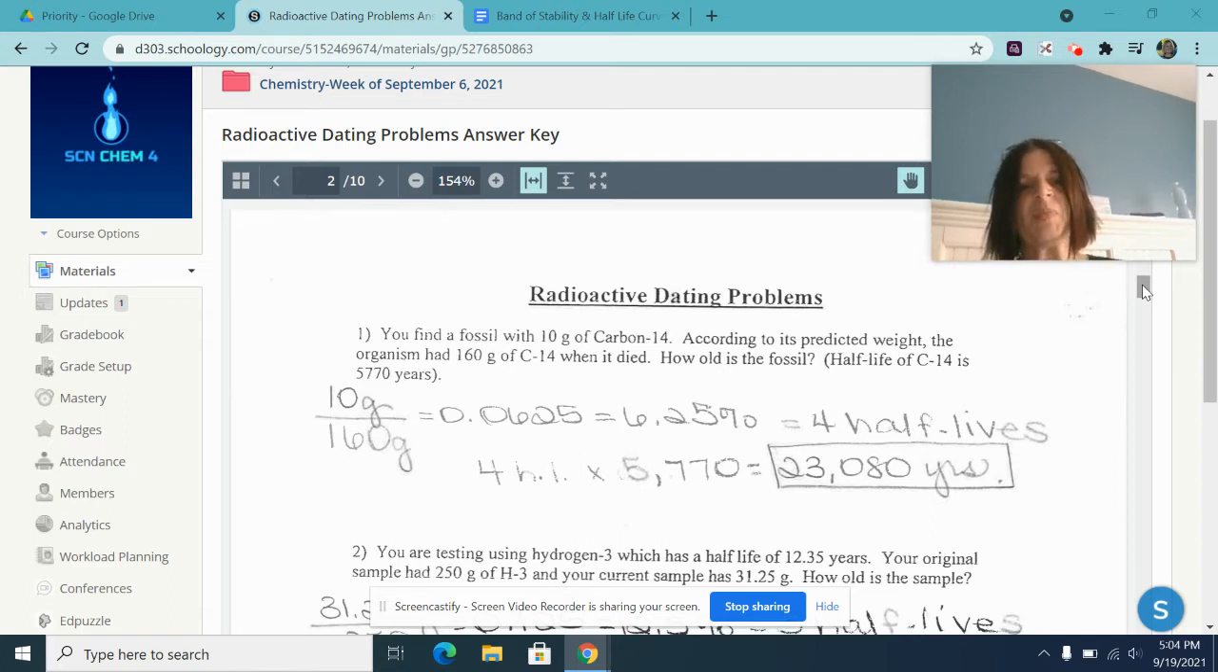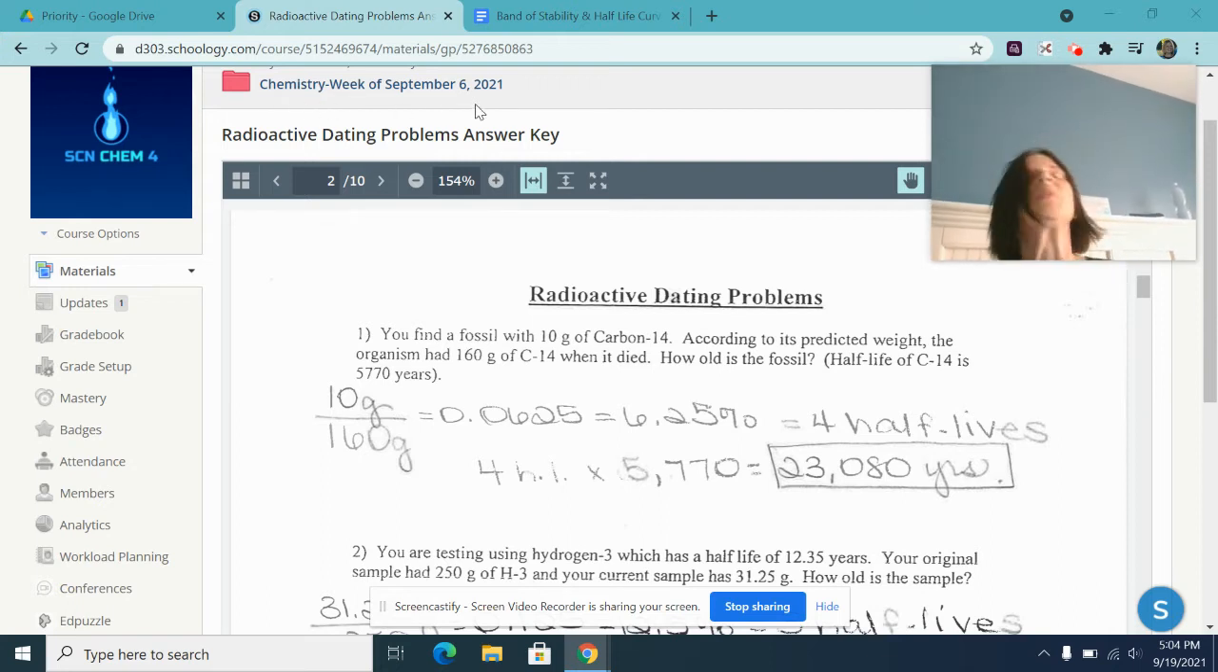So here is a sheet that was in our folder for chemistry the week of September 6th. I'm going to go through the answer key, but there is also a blank sheet there so that if you wanted to do the practice problems and then check them to see if you could set them up like I can, going back to the week of September 6th is probably a good idea.